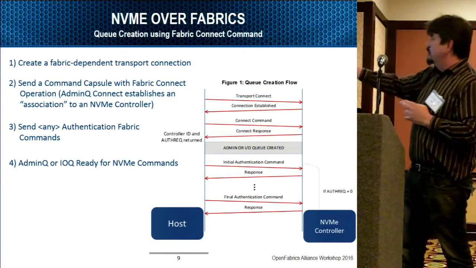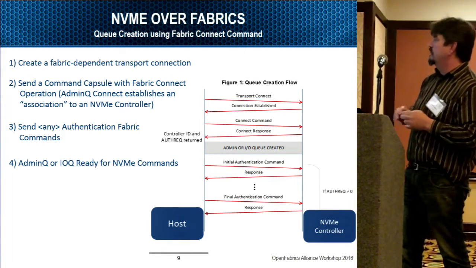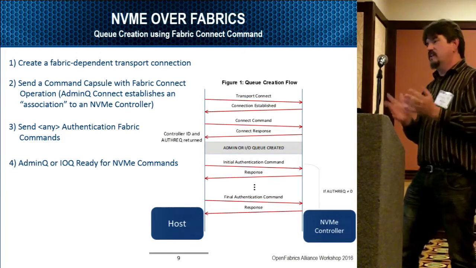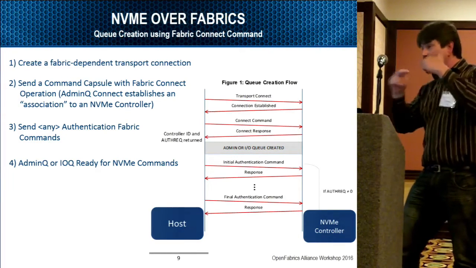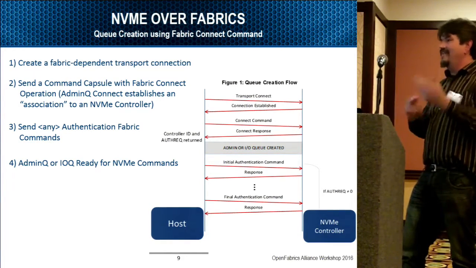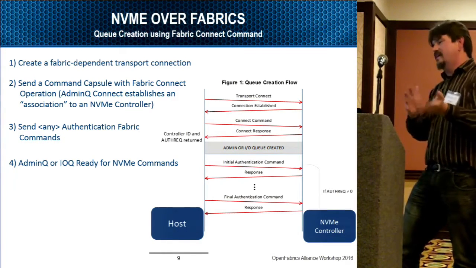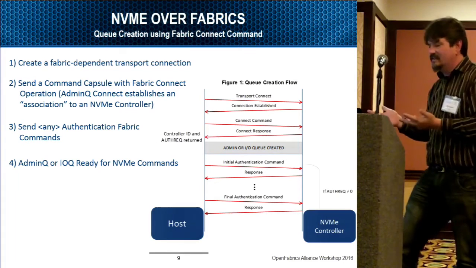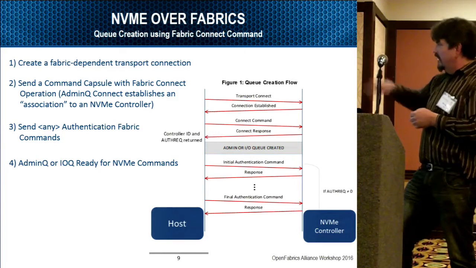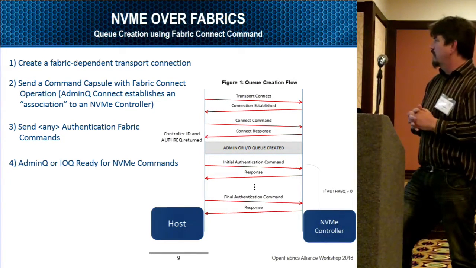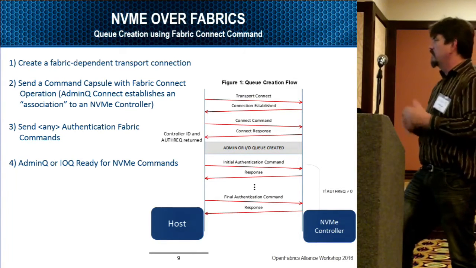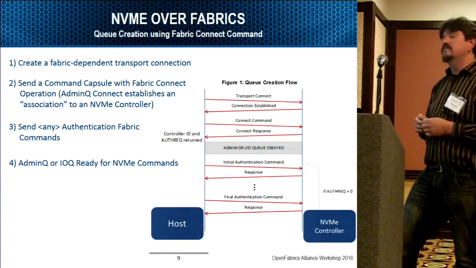And so this is just simply showing how the host will use the fabric transport specific connection mechanism to establish that connection for each queue, and then send the connection commands. And if authentication is required, it can send the authentication tokens and authenticate itself. And then that queue has been created. And then once all the queues are created, as I said, the host can then use that NVMe controller.